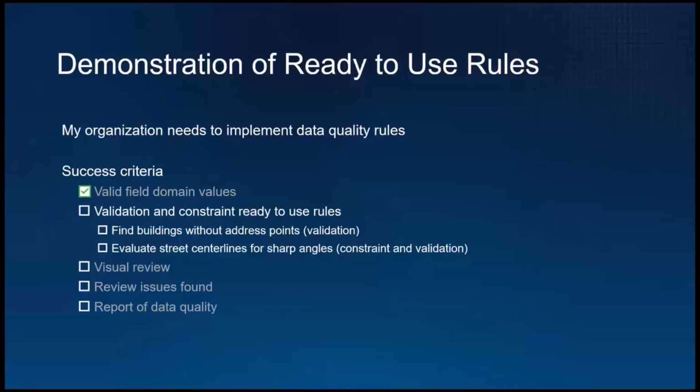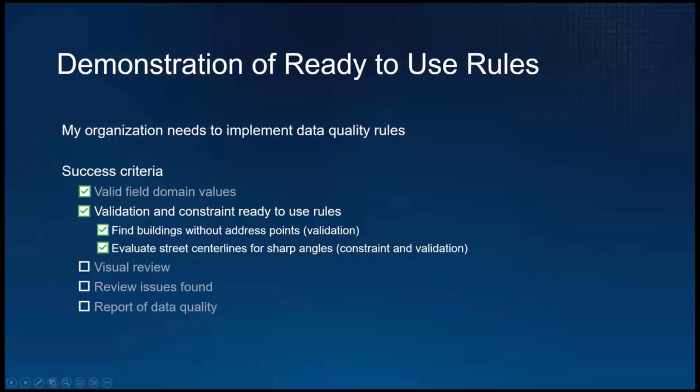So let me go back here. Yes, we can check those off. We have now actually defined some of these ready-to-use rules, both for validation and for constraints. So for domains, but also finding building polygons without address points within them, as well as any of those sharp angles or cutbacks on our center lines when we're adding them, right, or updating them with constraint, as well as for all of the existing features with validation.